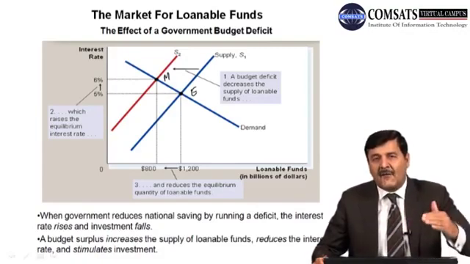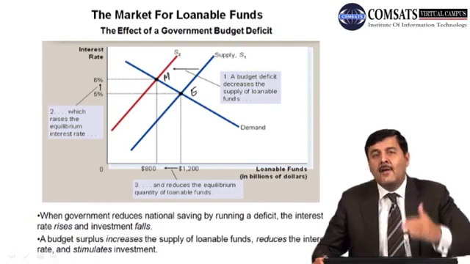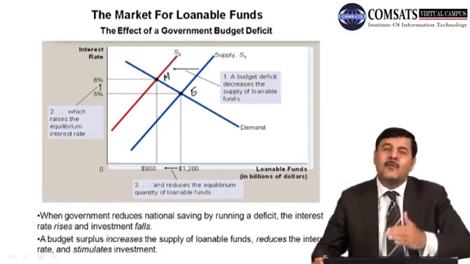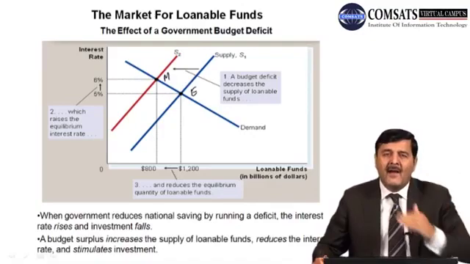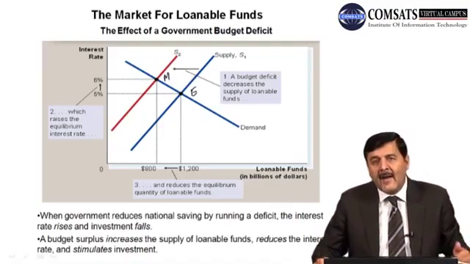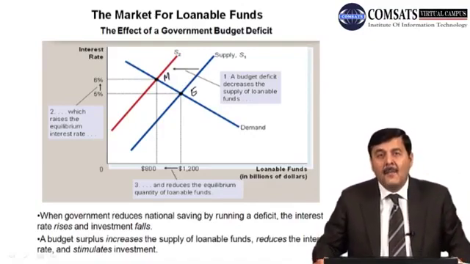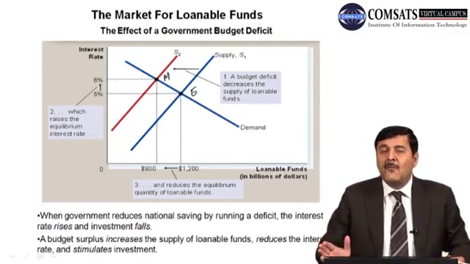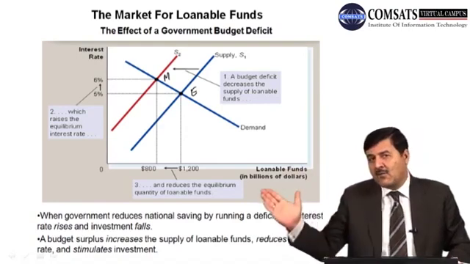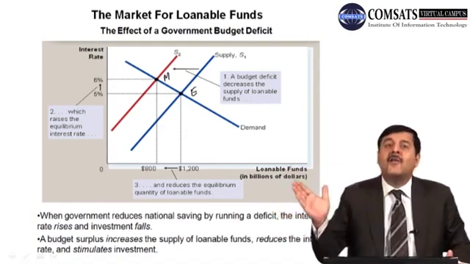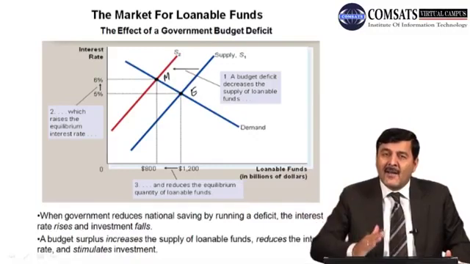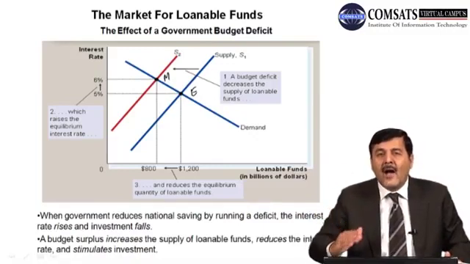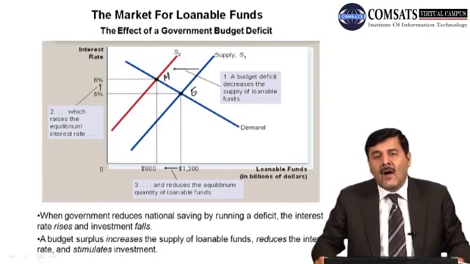So with a budget deficit in the economy, in the country, the supply of loanable funds goes down, the interest rate goes up and investment goes down. And if there is a budget surplus in the economy, what will happen? The supply of loanable funds will increase and the supply curve will shift rightwards. When the supply curve shifts rightward, the interest rate automatically decreases. When the interest rate decreases, the quantity of loanable funds will increase and this will promote investment in the economy.